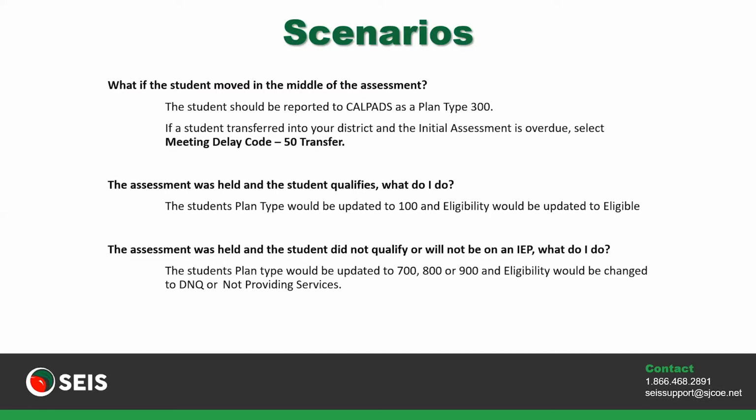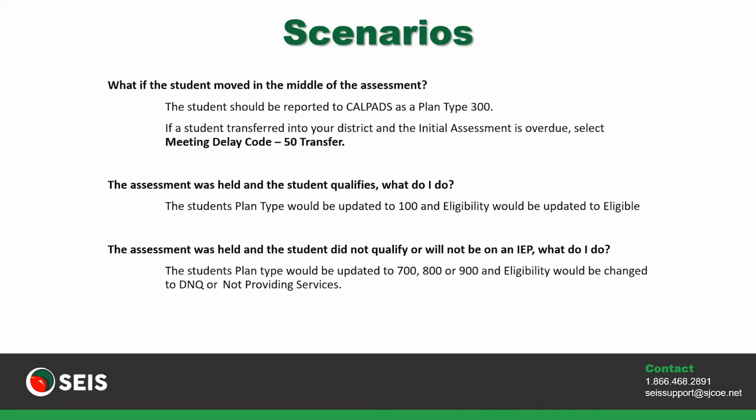Now, what if that student transferred into your district, but the assessment goes over the 60 days because they transferred in at day 59 or maybe day 65? In that case, if the assessment is overdue because of the transfer, then once that initial evaluation is actually held, you're just going to select in the meeting delay code field 50 for transfer. And in that way, CalPADS knows that the reason why this initial eval was late was because the student transferred in already overdue or maybe just a couple days before it being due.